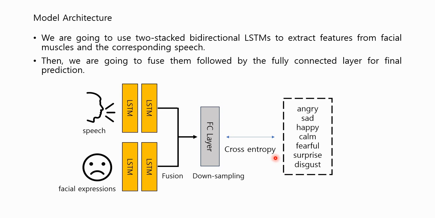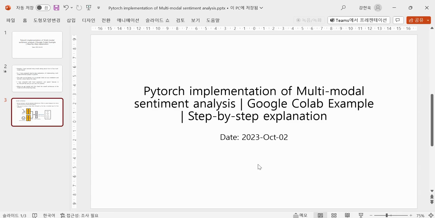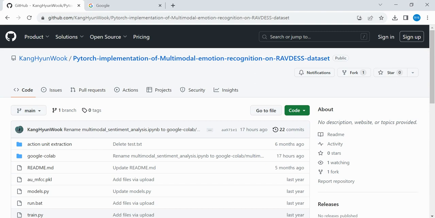And through this multimodal learning, by fusing the extracted features from speech and facial expressions, we are going to create a model that recognizes the true emotion. So let's get started, and this link I'm going to put down below this video. And first we need data.